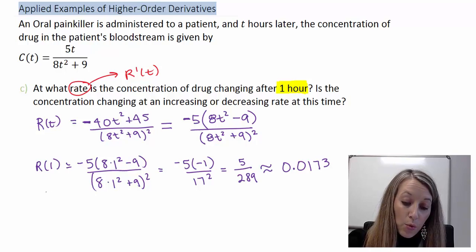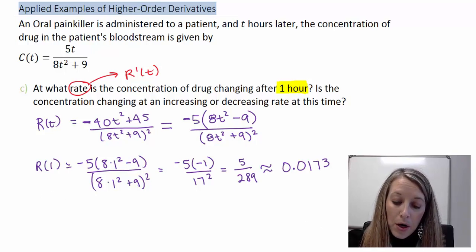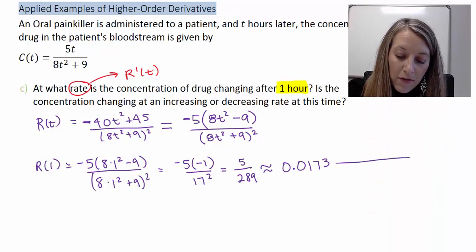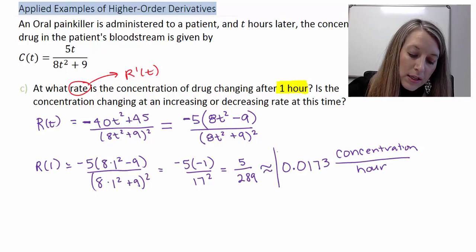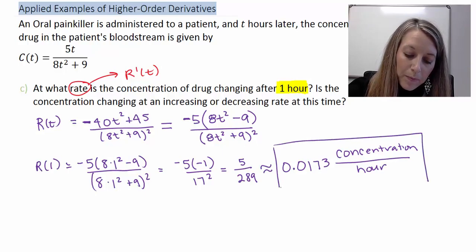Okay, so what did we actually compute here? This is my rate equation, which is a derivative. So I need something per something. Well, my first one is the concentration of the drug to be exact, and what I'm comparing it to is with respect to time. So in this case, my concentration of the drug per hour. And so this is my answer here.